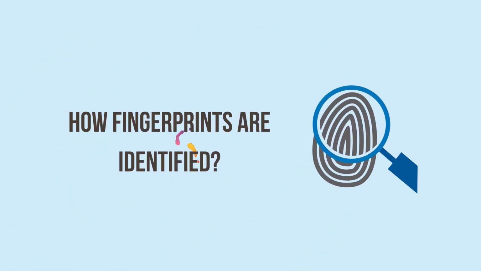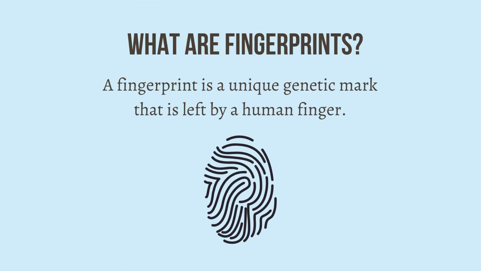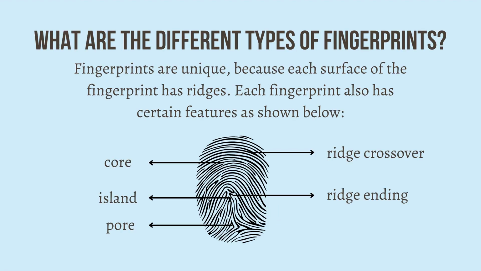How are fingerprints identified? What are fingerprints? A fingerprint is a unique genetic mark that is left by a human finger. What are the different types of fingerprints? Fingerprints are unique because each surface of the fingerprint has ridges. Each fingerprint also has certain features as shown below: core, ridge crossover, island, ridge ending and pore.